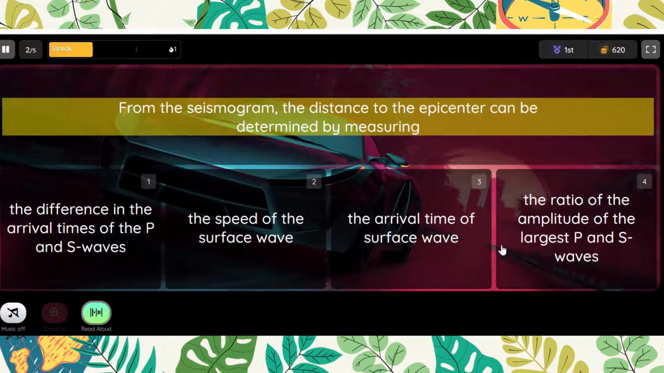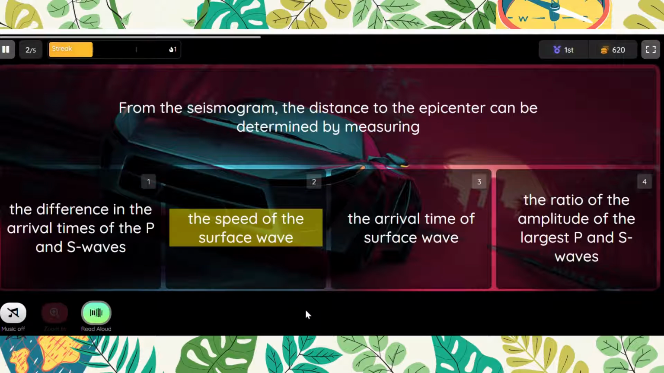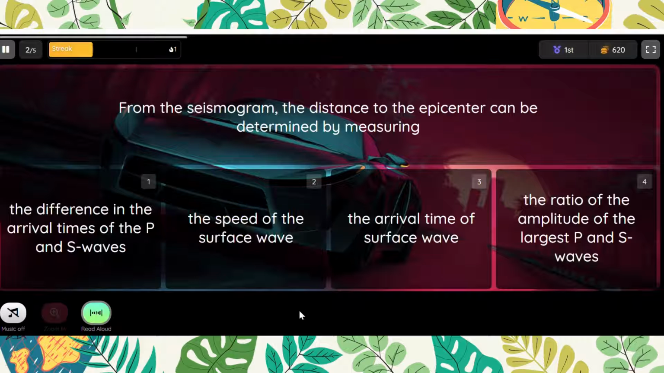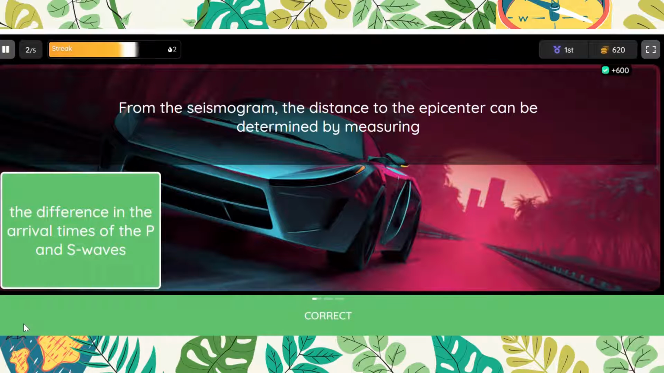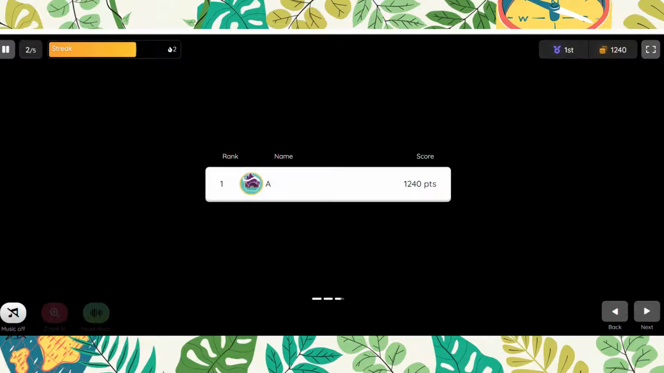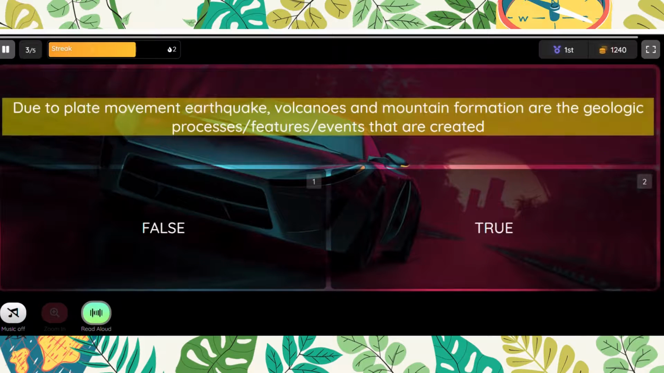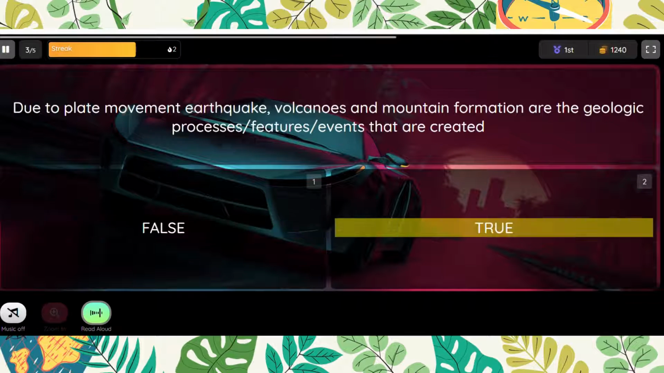Question: from the seismogram, the distance to the epicenter can be determined by measuring. Option 1. The difference in the arrival times of the P and S waves. Option 2. The speed of the surface wave. Option 3. The arrival time of the surface wave. Question: due to plate movement, earthquakes, volcanoes, and mountain formation are the geologic processes, features, or events that are created. Option 1. False. Option 2. True.